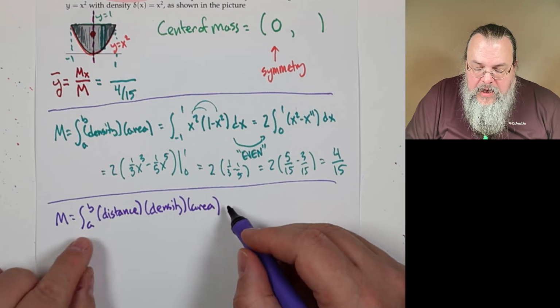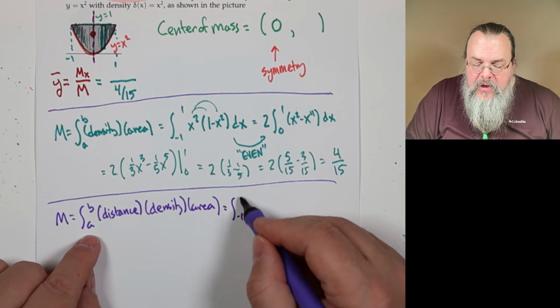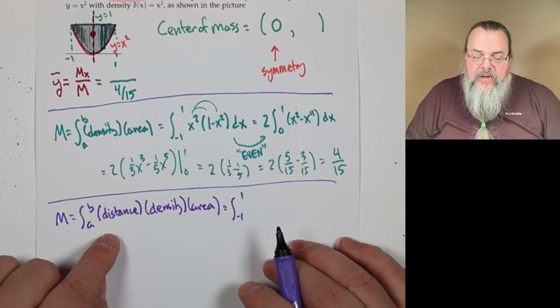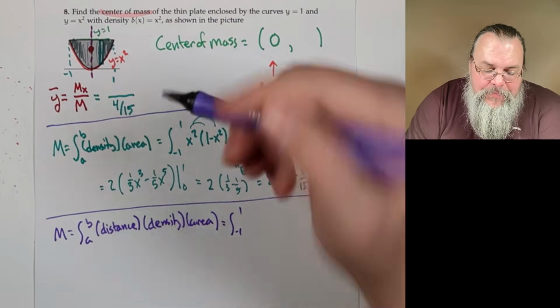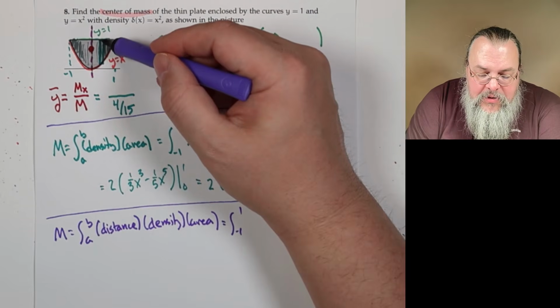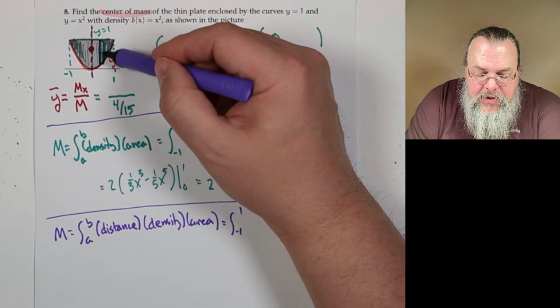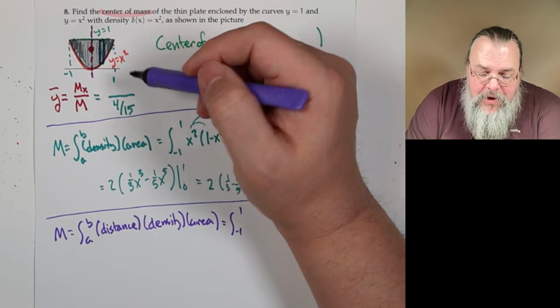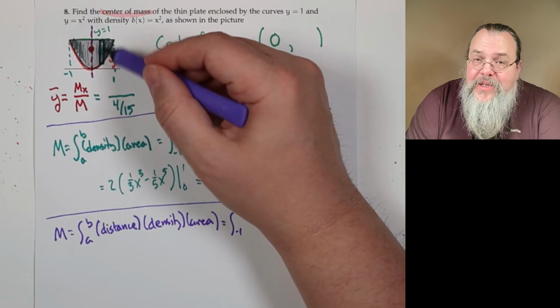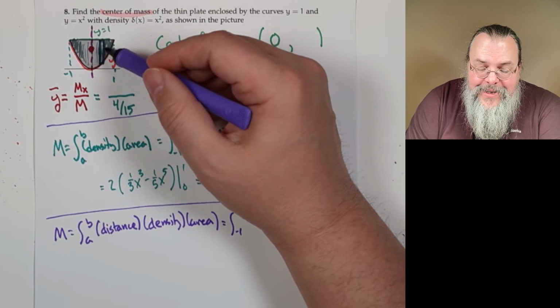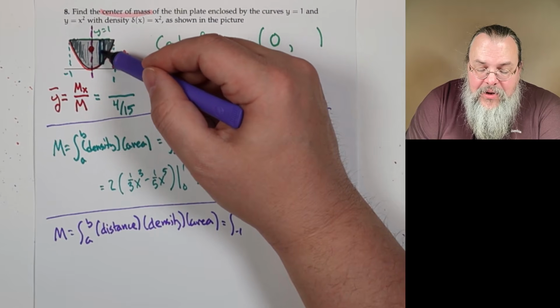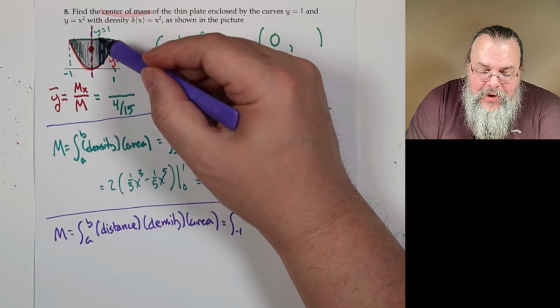So, same A and B as before. -1 to 1. Distance. This one we've got to stop and think about for just a second. Think about this rectangle, because we always think about a small piece. For a small piece, where's the center of mass of a rectangle? It's in the middle.